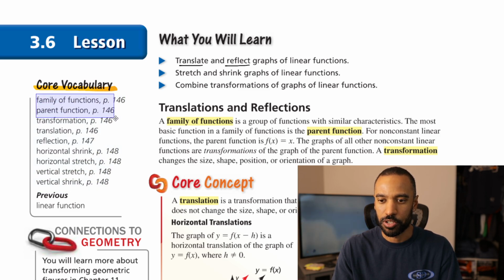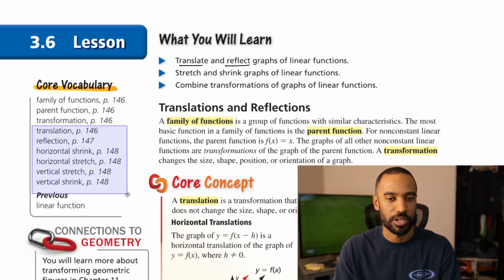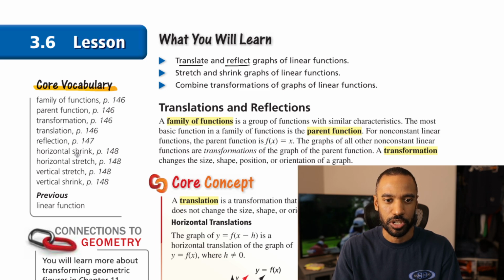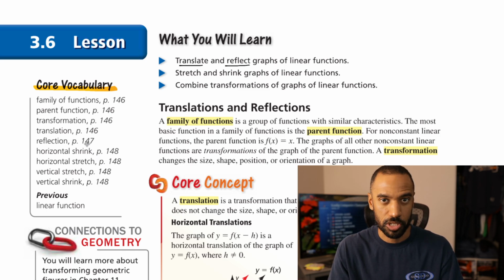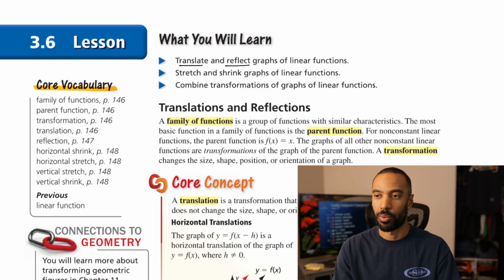Family of functions is the first thing they're talking about, with parent functions here as well. And then what are the different types of transformations? We have all of these different types of transformations here. So translation, reflection, shrinks and stretches. Sometimes instead of the word shrink, I say the word compress. So I'll say something's a compression. So just make sure that you're aware of that.